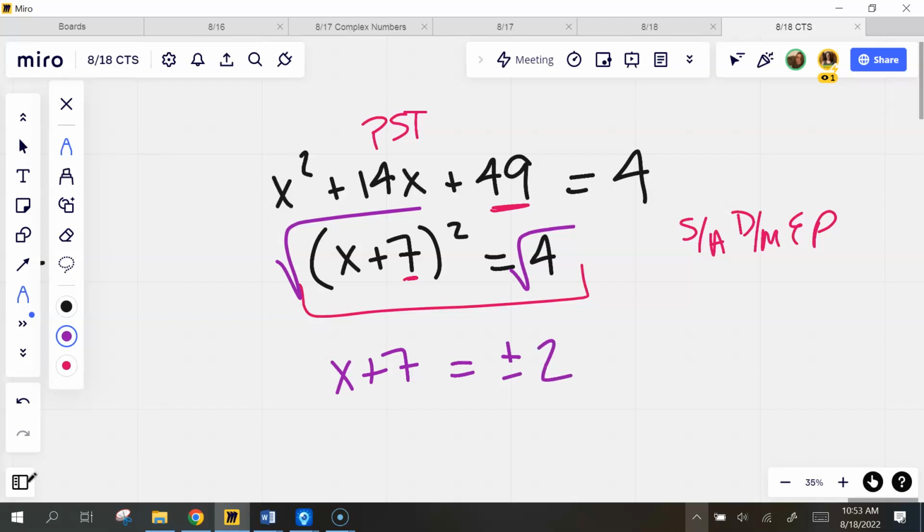Plus or minus 2, right? We took a square root, so we have to have the positive and the negative root there. So we got plus or minus 2 equals x plus 7. Yes?